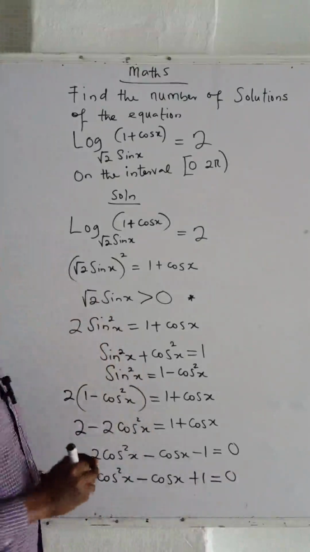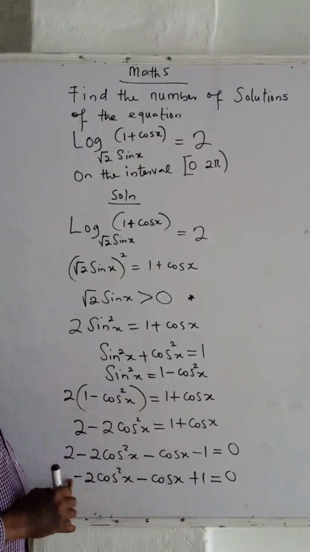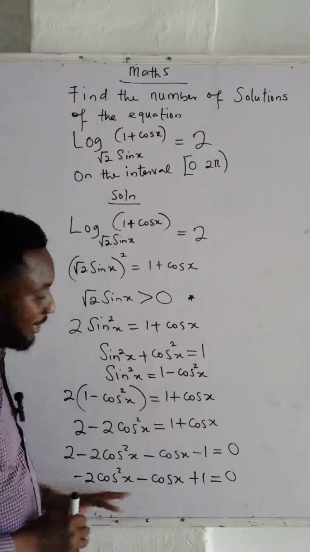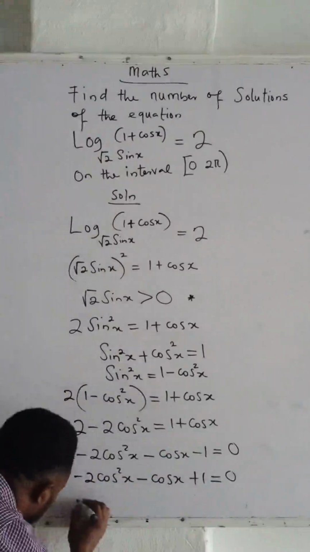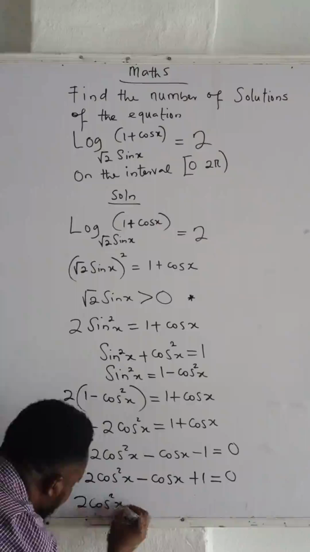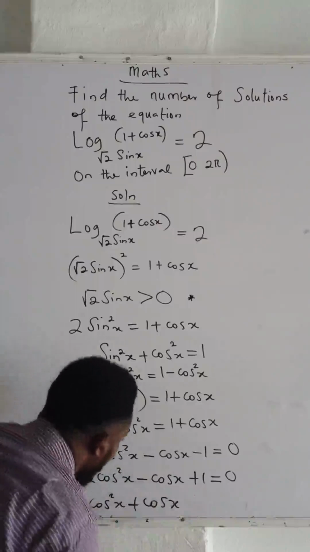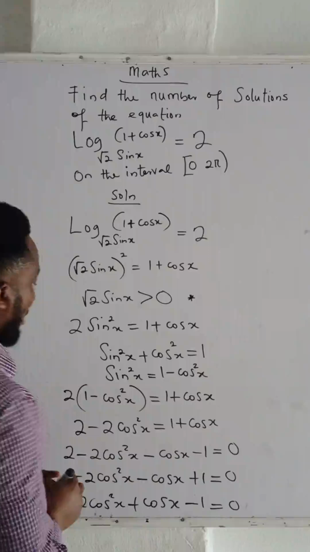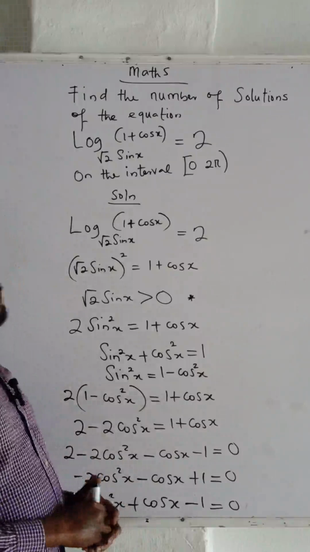So this is a quadratic equation in its standard form, but something is still missing: the negative sign in the first term. To get rid of the negative sign, I will multiply this entire equation by negative 1. Negative multiplied by negative is positive, so here we have 2 cosine squared x. Negative multiplied by negative here gives positive cosine x. Negative multiplied by positive here gives negative 1, equal to 0. As you can see, this is a standard quadratic equation in cosine.